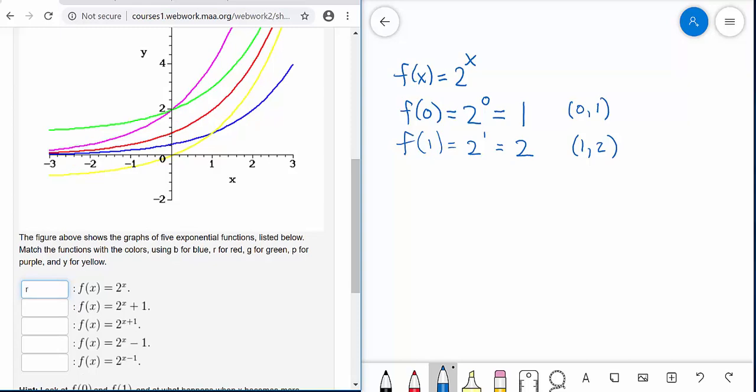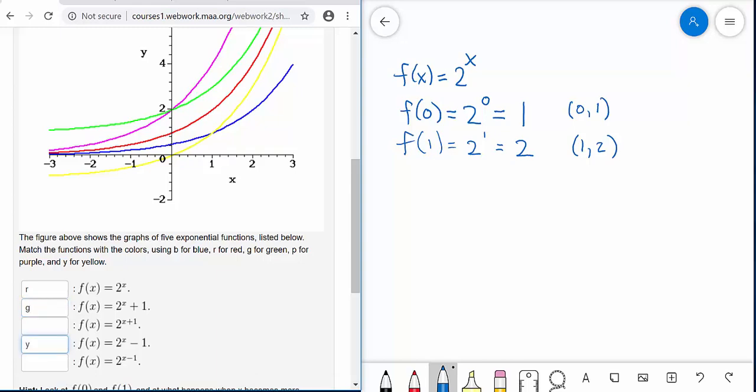Now, we've learned about transformations of graphs, and so we can actually use that to figure out the rest of these graphs. 2 to the x plus 1 would be the red graph shifted up 1 unit. And so if we compare, the green graph above here is exactly 1 unit above 2 to the x. So for the second graph, f of x equals 2 to the x plus 1, this would be the green graph, and I'll put a G. If I start with the original red graph and I move it down 1 unit, I would end up with the yellow graph here. And so the yellow graph would be 2 to the x minus 1.